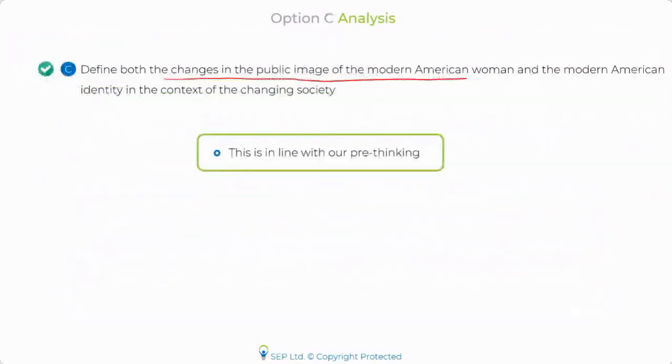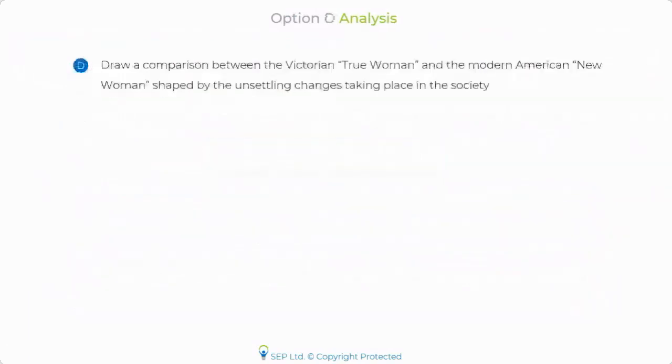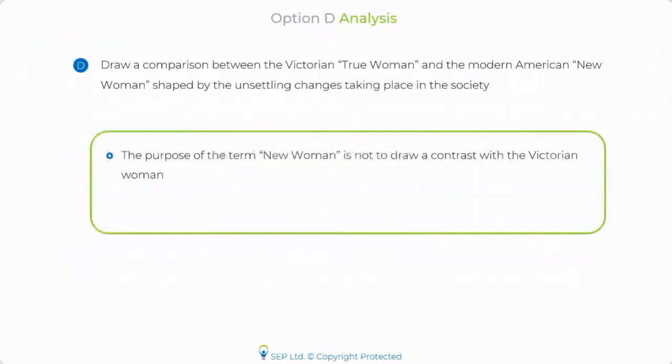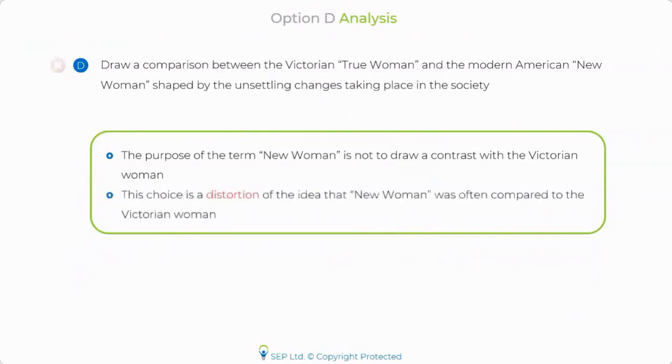Why is E incorrect, although nearly 50% of you marked E? Let me see that, but before that, quickly D. This is not true. The comparison is not the purpose of new woman, guys. The question was, the term new woman is primarily used to do what? What is the function of the term new woman? The function is not to draw a comparison, so that's out.